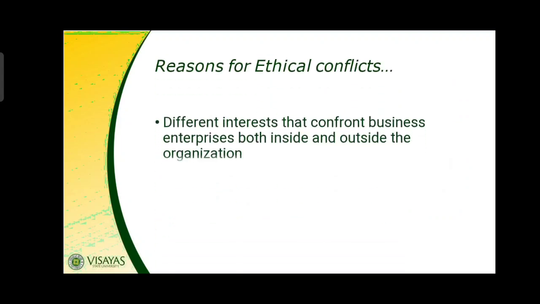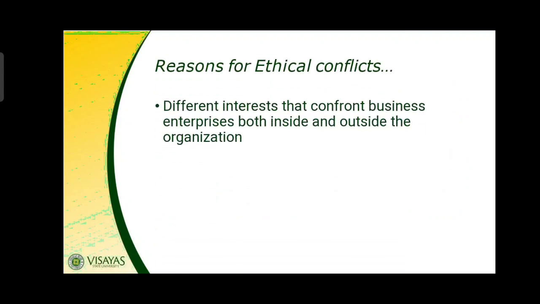Okay, so what are the reasons for ethical conflicts? First is the different interests that confront business enterprises both inside and outside the organization. Inside, for example, you're working in a motor parts production company. Then they have byproducts, or products that are not used. So one of the policies could be that taking byproducts is prohibited. For example, they cut rubber, and not all of it can be used because it is based on the size or the shape that you cut. So the leftover pieces that were cut off are then just thrown away. So you feel it's a waste when you take them, because it is prohibited.